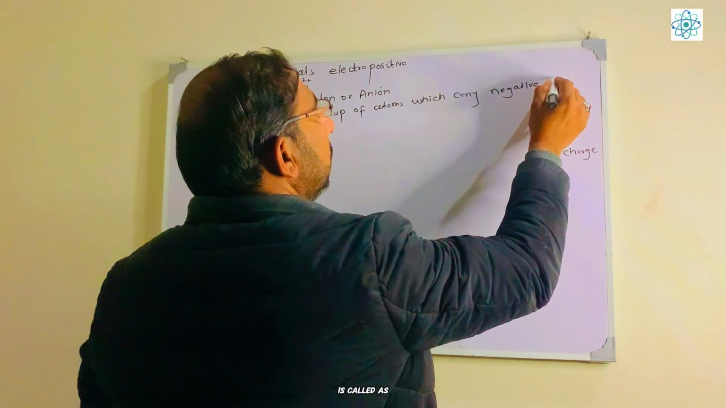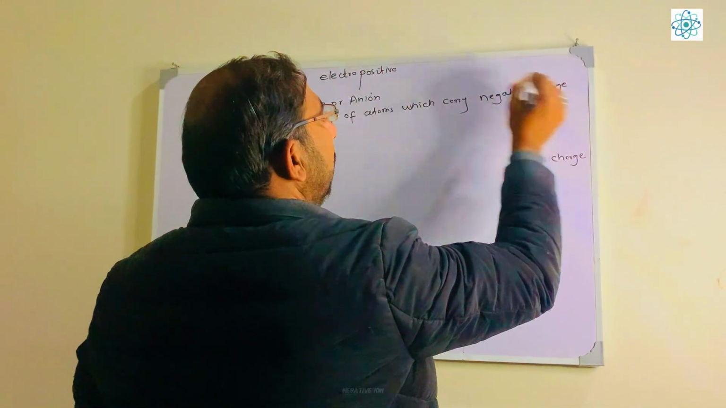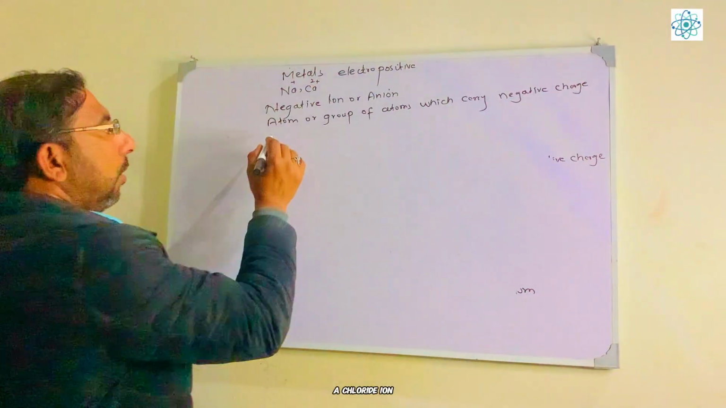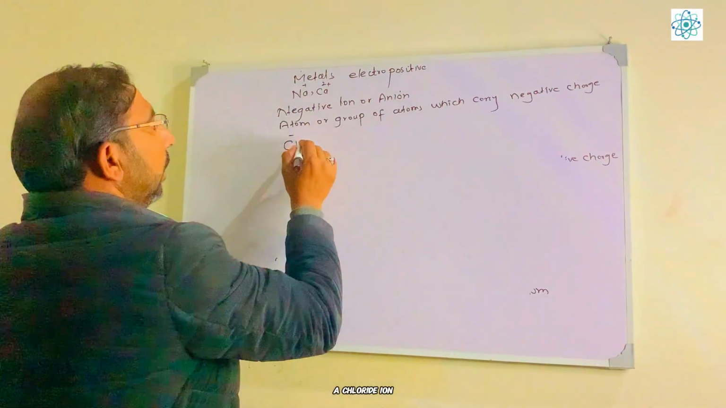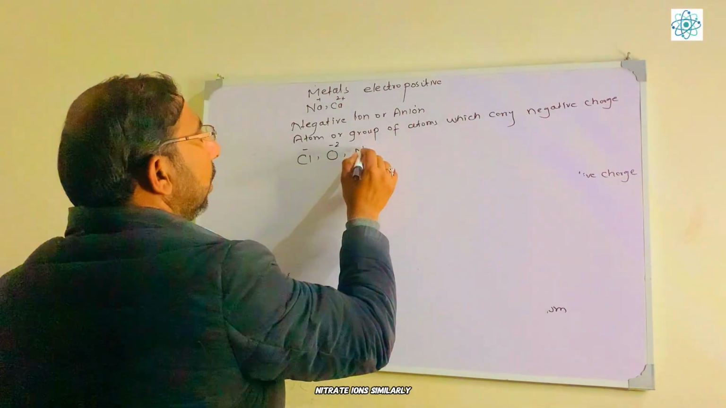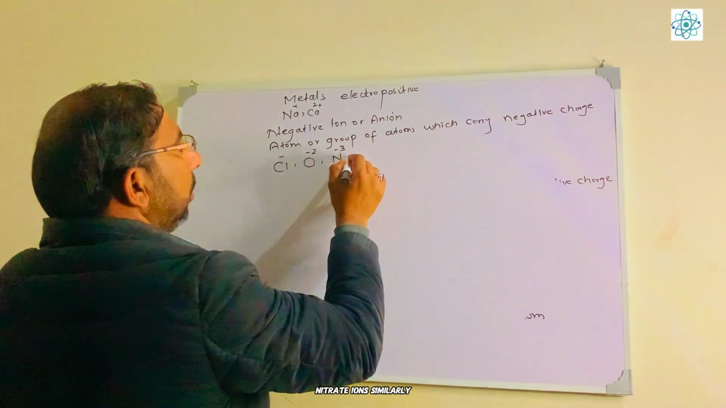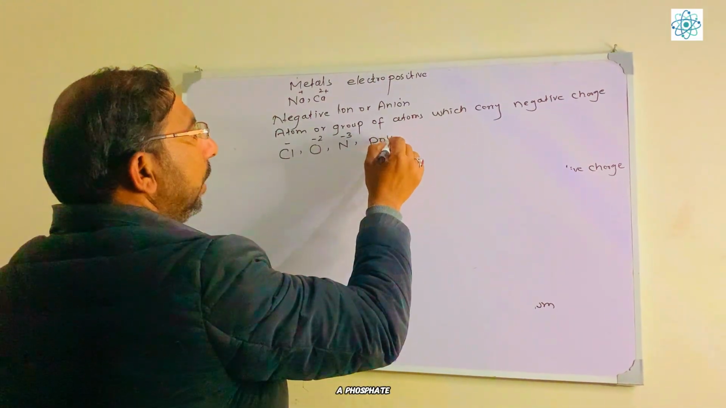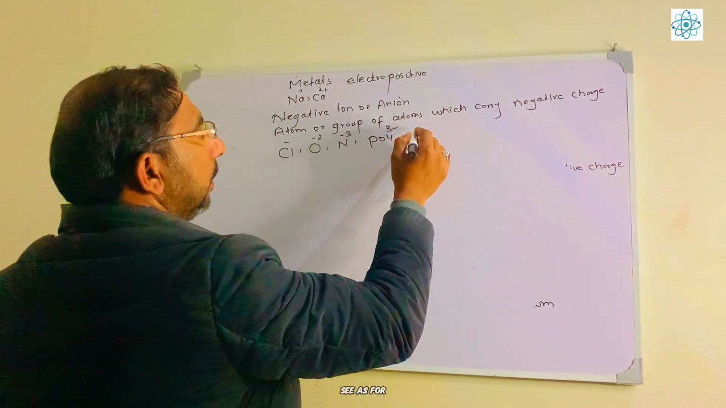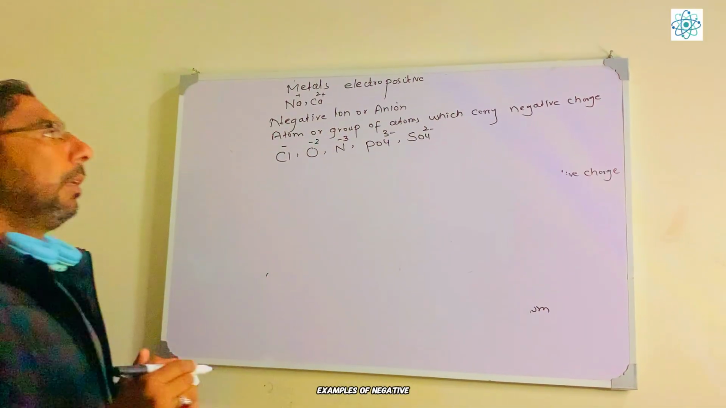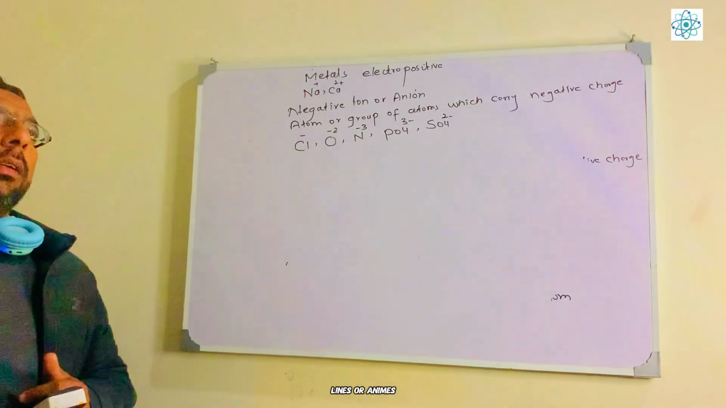Is called as negative ion or anion. Like in our example, chloride ion, similarly oxide ion, similarly nitride ions, and other examples we can see are phosphate or sulfate. All these are examples of negative ions or anions.